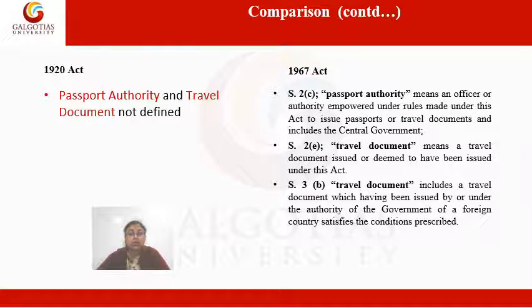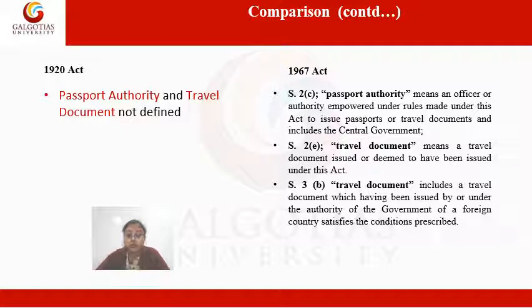Now here we can see that in the 1920 Act there were certain big flaws, because altogether it was a very early legislation. Firstly, it was colonial-time legislation. Secondly, the legislation was adopted to fulfill a very specific, constricted objective. So it has many gaps. It has not defined what is meant by passport authority. Who will be that passport authority? Who will be issuing it? There was complete darkness in the legislation. The legislation does not mention any of that.